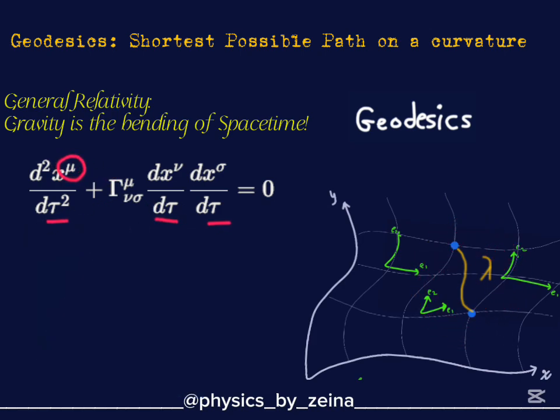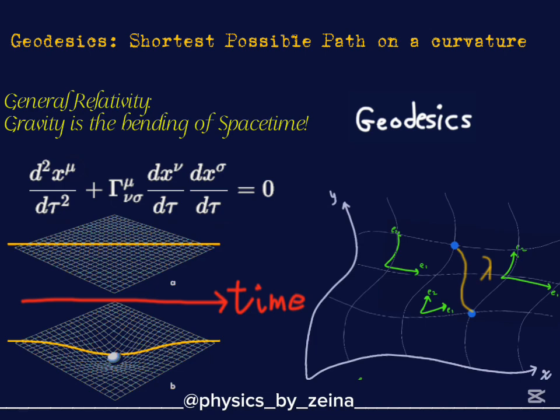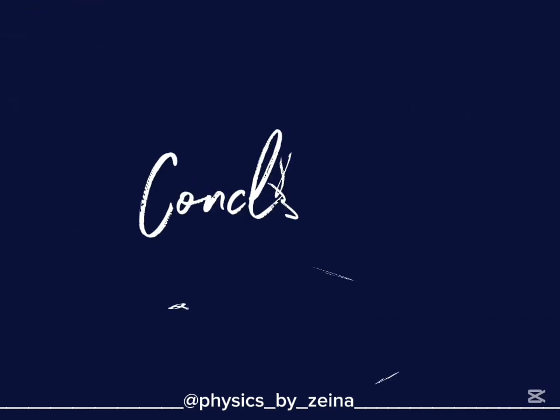X^μ1 is the coordinates of the geodesic as a function of an affine parameter τ. The affine parameter τ is the proper time for massive particles or an arbitrary parameter for massless particles like photons. It allows us to describe how the coordinates change along the geodesic.